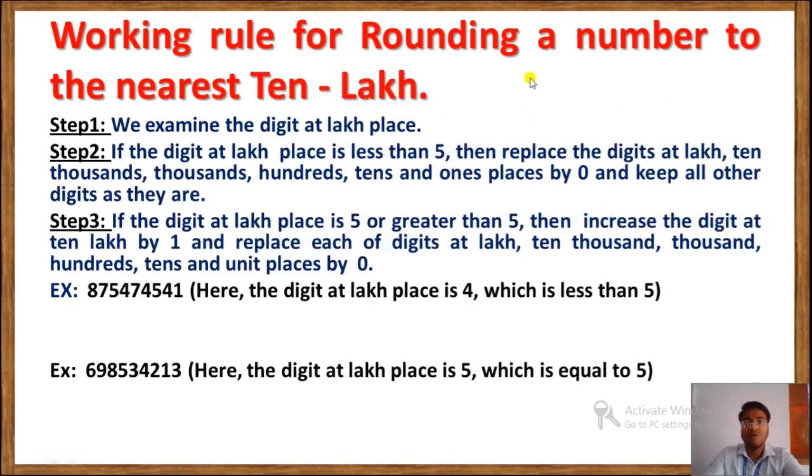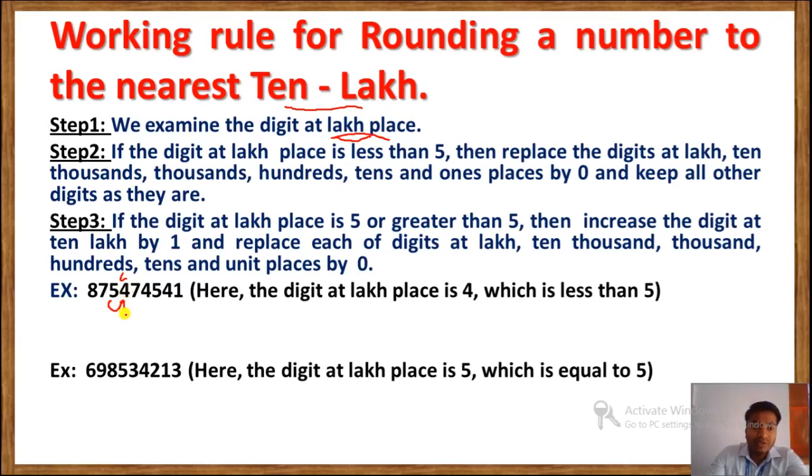So here we have rounding a number to the nearest 10 lakh. For this we need to see the lakh place. Now see the example. So here we have ones, tens, 100, 1000, 10,000, lakh. We have 4 in the lakh place, just to the right side of the 10 lakh place. This is 10 lakh, and just to the right of 10 lakh we have 4. Now we will check whether it is less than 5 or not. So 4 is less than 5.